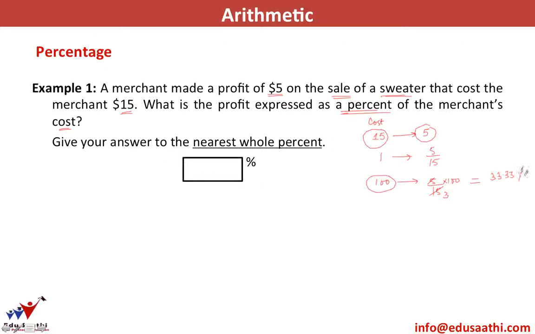My answer will be in percent. Per 100, the profit that I'm getting is 33.33. And my answer has to be the nearest whole percent. So the answer that I will write will be 33%.